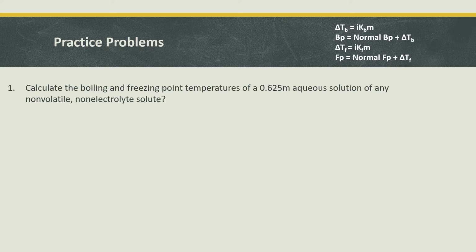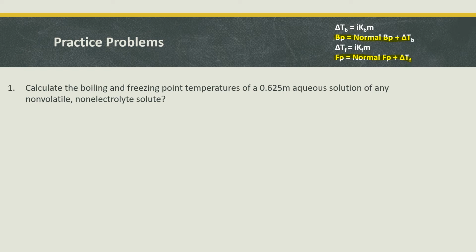I don't have them on the screen because there's so many, but I'll make sure I note that when we go through them. All right, so it says calculate the boiling and freezing point temperatures of a 0.625 mole aqueous solution of any non-volatile, non-electrolyte solute. All right, so in this problem, it's asking for the boiling point and the freezing point. So what we're actually looking for is this equation and this equation, what I've highlighted up here at the top.